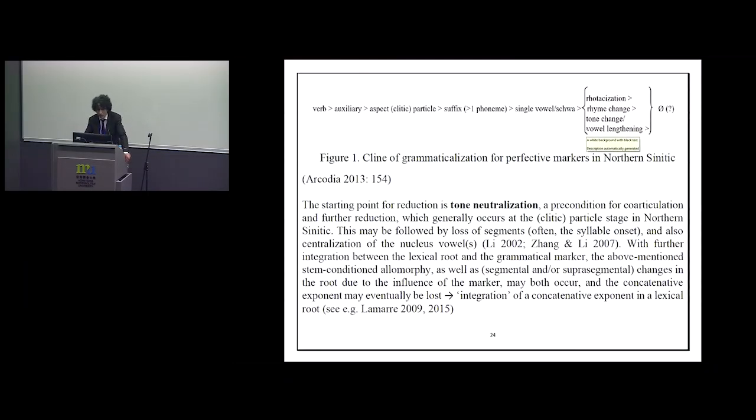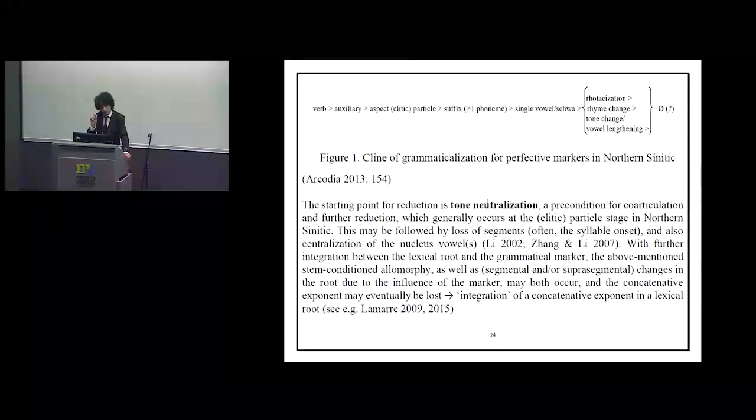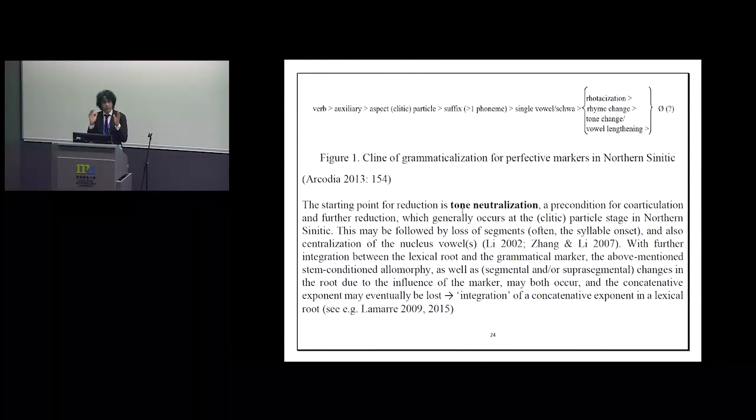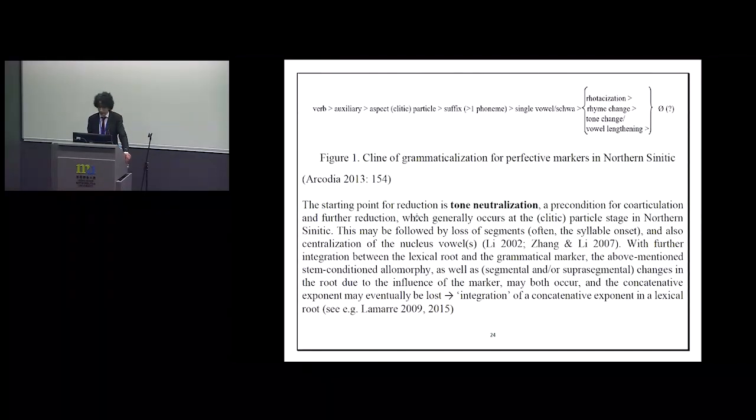But what matters most in this case, and what is most relevant to the comparison with Yue, is that the starting point for all of this is tone neutralization. So it all starts when the grammatical morpheme loses its tone, and that kind of paves the way for further reduction, for this 清声字前变调, this tone change before toneless syllables. It all starts with tone neutralization, which gives you the preconditions for reduction and fusion.